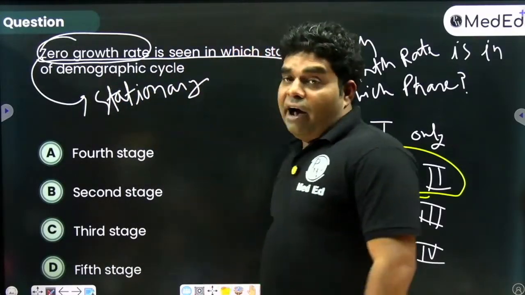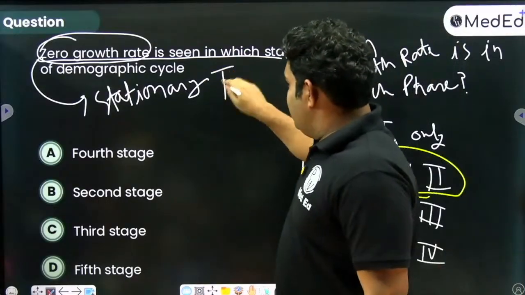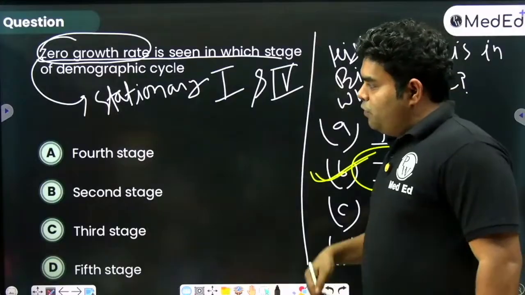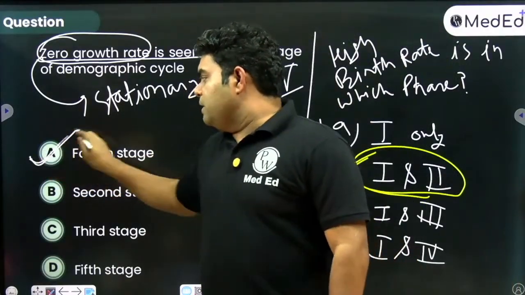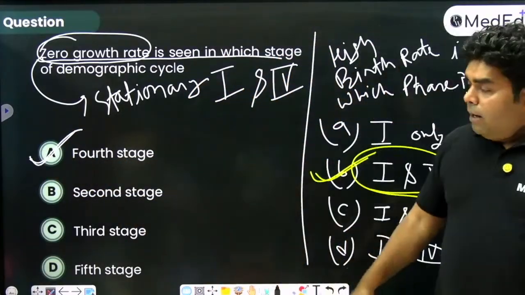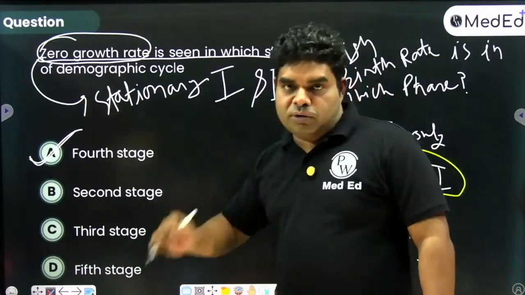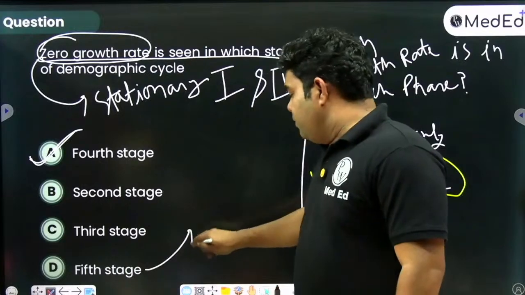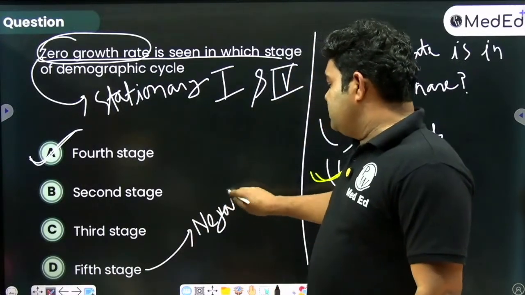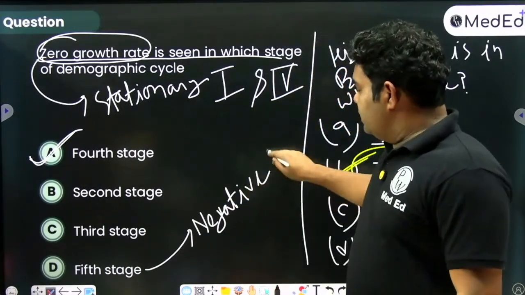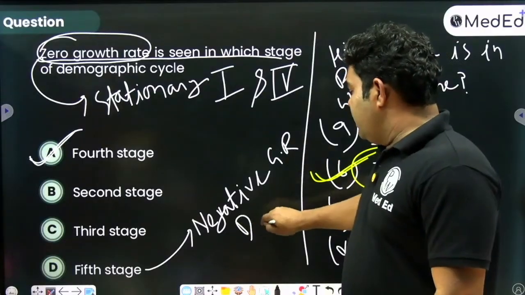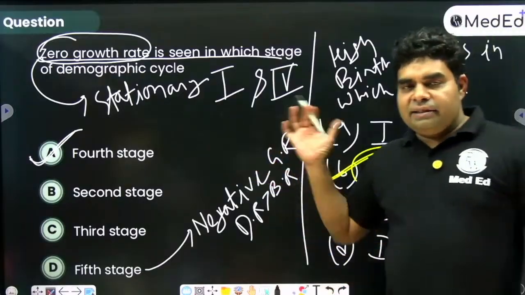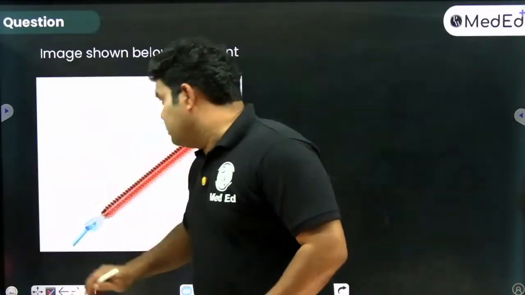And stationary are two phases: high stationary, phase 1, and low stationary, phase 4. So which phase has zero growth rate? Fourth and first. Because first is not in the option, the answer is fourth. Then which phase has negative growth rate? Negative growth rate is in fifth, and that is why the fifth stage is known as declining, because it has negative growth rate. Death rate becomes more than birth rate. So do remember the demographic cycle and these two questions which have come from this part.